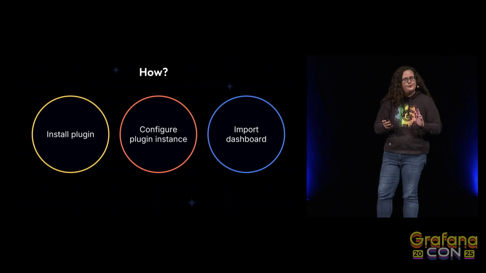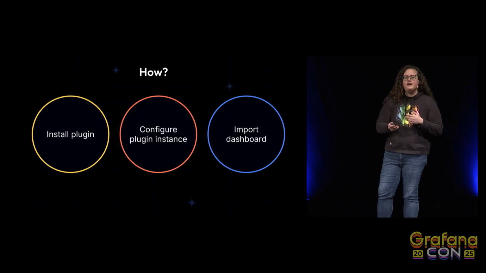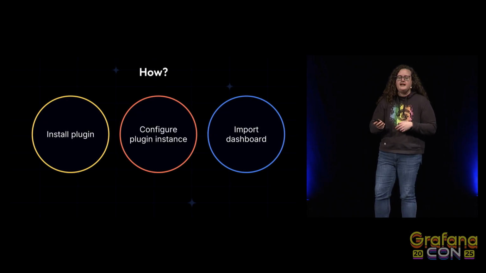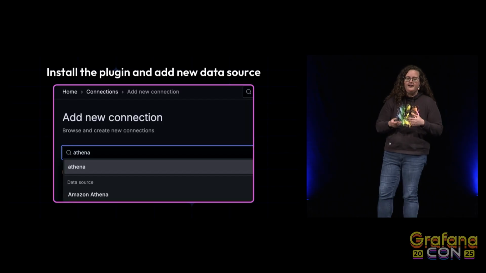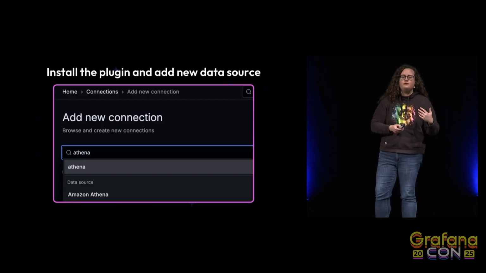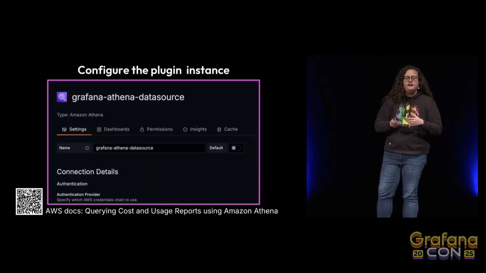So this is going to feel pretty familiar. We need to install the plugin, configure an instance. But this time, rather than make an annotation, we'll import a dashboard that comes pre-bundled with the plugin. Again, we'll go to the connections page, search for our plugin, and click Install. And then we'll create a new instance. From there, we can configure this data source instance with our AWS credentials.